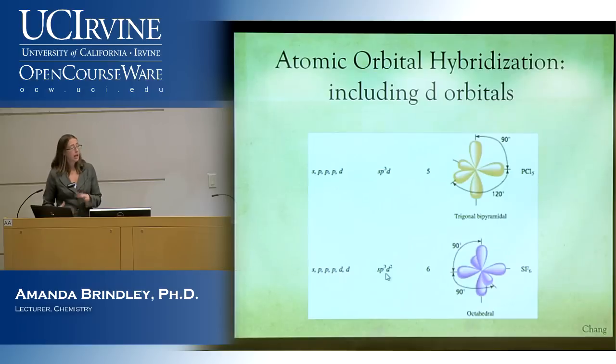Your hybrid orbitals are always going to form your sigma bonds. They're going to form your single bonds. Okay. So that's sort of how hybridization works. That's kind of the theory behind it.